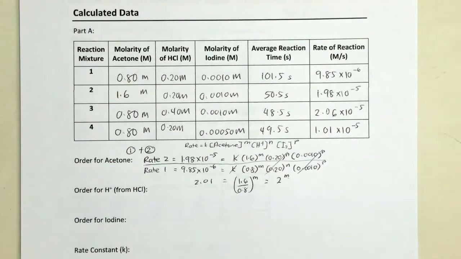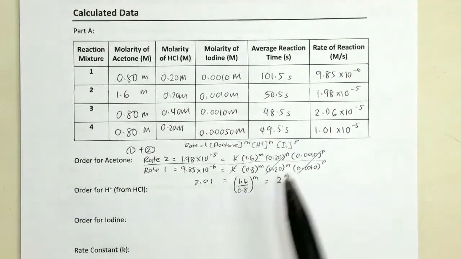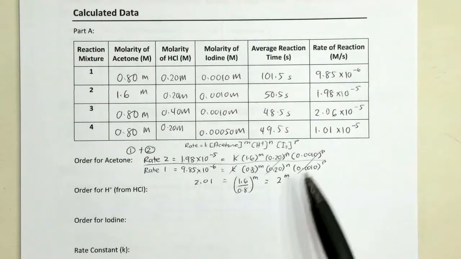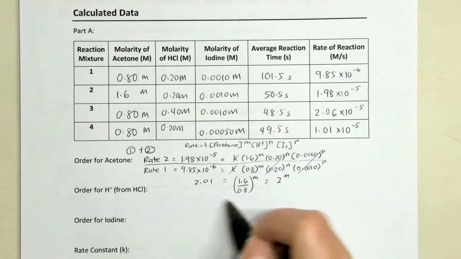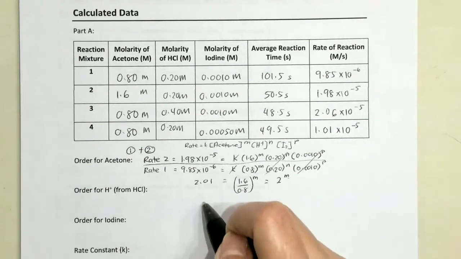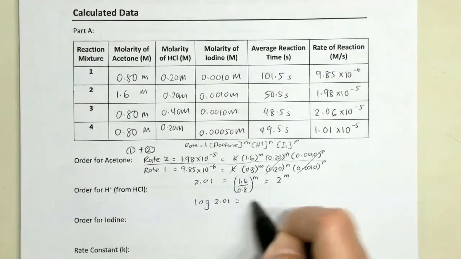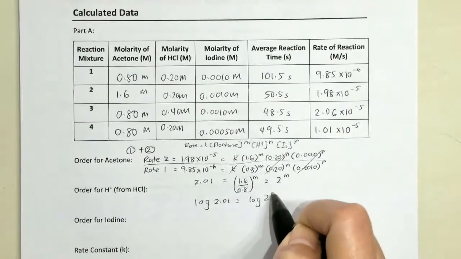So your goal is to pick the correct lines. If you use the wrong lines, you won't be able to cancel off certain things. Your goal is to cancel off two of them, leave one that's changing, and then we can do this log calculation here. So to solve for m here, I would just take log on both sides. So log 2.01 equals log 2 to the power of m.